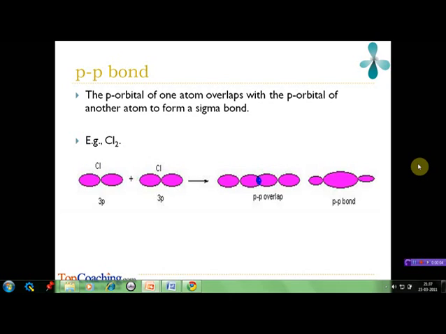The third type of sigma bond is the pp bond, in which p orbital of one atom overlaps with the p orbital of another atom to form a pp sigma bond. Example is chlorine molecule. Just like fluorine, chlorine atom also has 5 electrons in its outermost p orbitals, that is of valence shell. So out of those 3, 2 are completely filled with 2 electrons each, whereas the third one is half filled with 1 electron. That 3p orbital, which is half filled, will overlap with another half filled 3p orbital of another chlorine atom, and the 2 will give rise to a pp sigma bond.